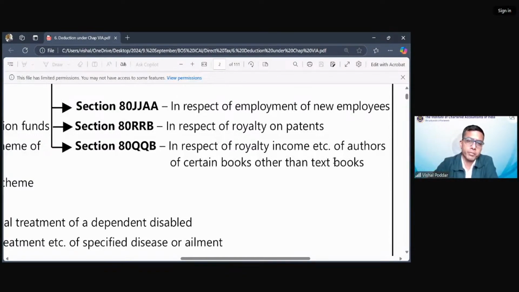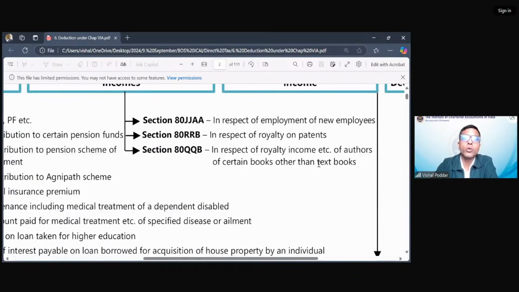Now see how you can remember. QQB: as a student, you are asking this question to the author. What is your question? Q. Q banaye books. That is QQB. This is my trick. Once this fits in your mind, you will never forget that 80QQB gives deduction to authors who have written books.